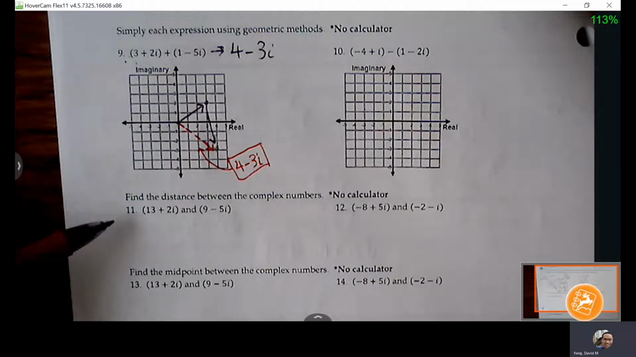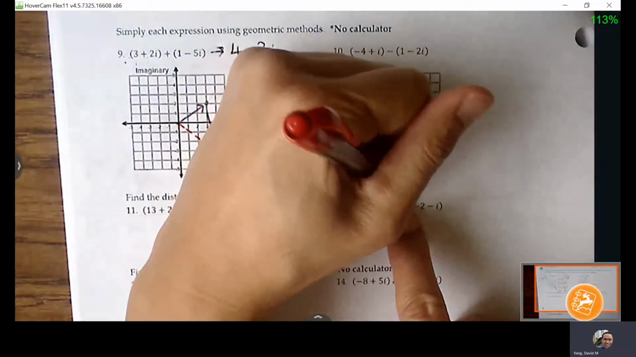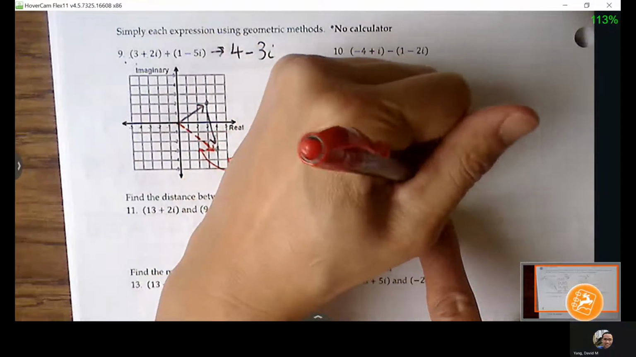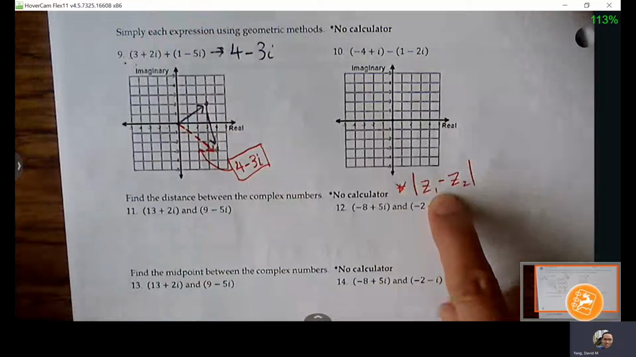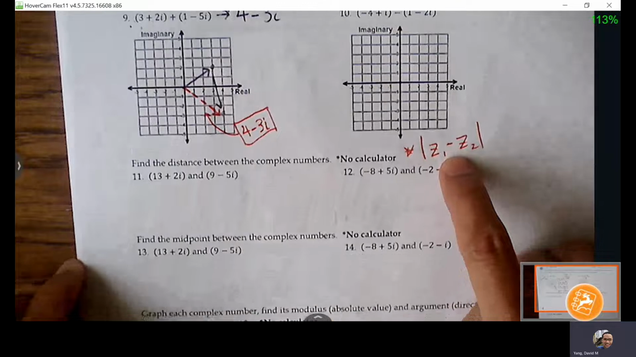Numbers 11 through 14 are check-in questions. So distance has this formula where we subtract the real components of the complex numbers, and then we subtract the imaginary components of the complex numbers, and then we do the modulus. We just do the Pythagorean theorem after that. Okay.